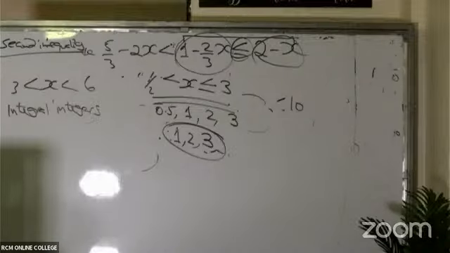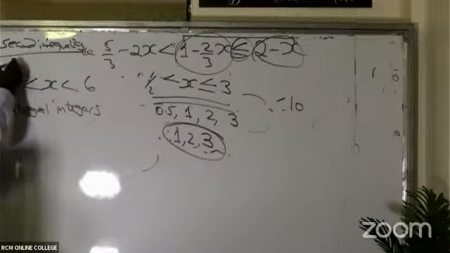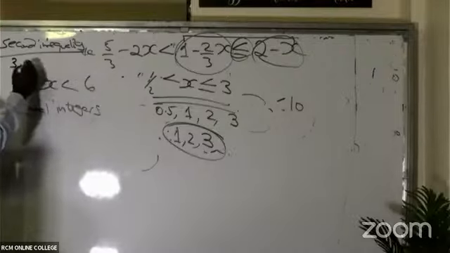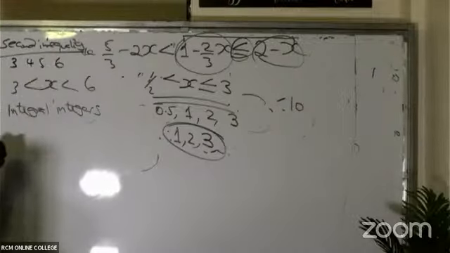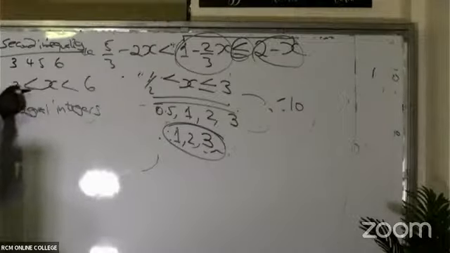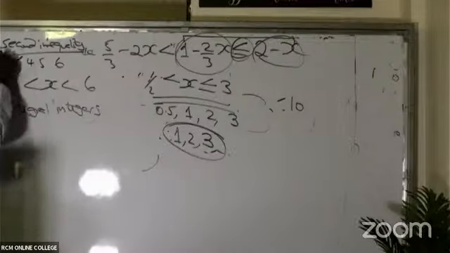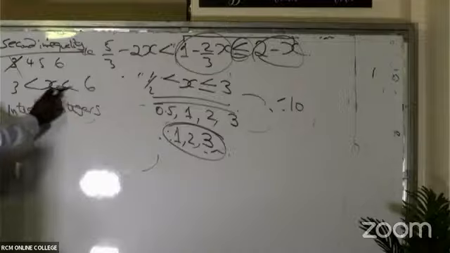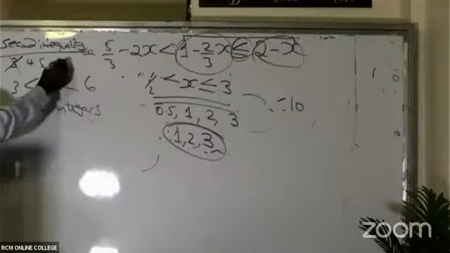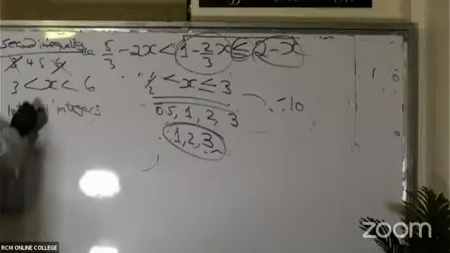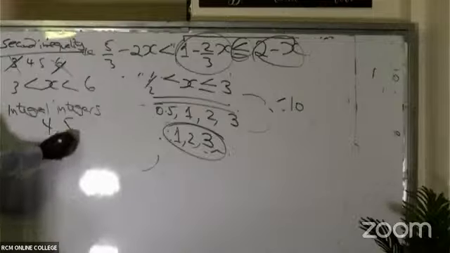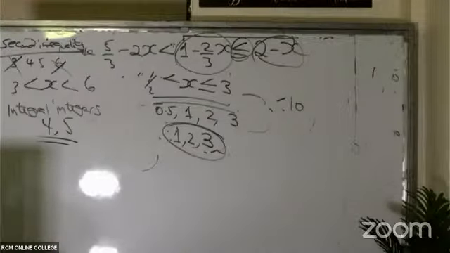Like all the integers that we have here, of course, we have 3. If you start from 3 to 6 on the number line, 3, 4, 5, 6, like that. But you see, they don't want exactly 3. They want more than 3, so this one is disqualified. Even here, they want less than 6, so this one is disqualified. So the integral integers will be 4 and 5.